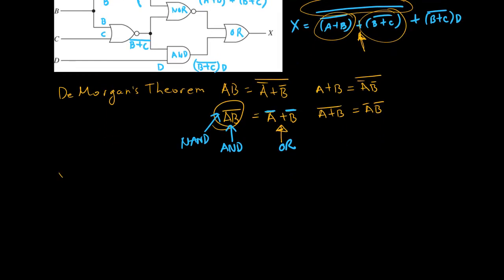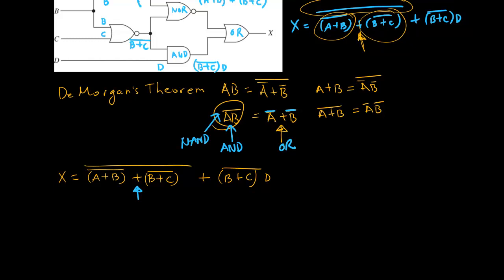I'm starting with x equals A or B whole thing bar, or B or C whole thing bar, bar on top, or B or C bar D. That's what I'm starting with again. The first gate that I'm going to change to get rid of a bar is this one.